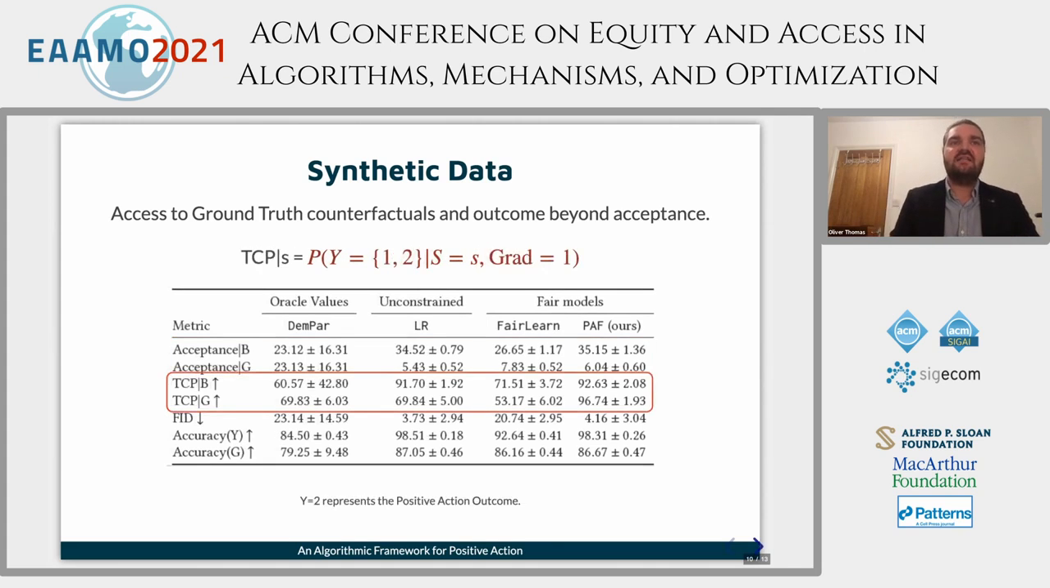I also want to highlight the TCP, or true capture percentage, and this is an unusual metric that I don't expect anybody to have come across before, for two reasons. First, we treat positive action candidates as receiving a not reject outcome, so accept, I guess. And secondly, because we condition on whether the applicant would have indeed gone on to graduate. Here our approach not only does very well at identifying candidates that go on to do well, but it's also well balanced between the protected groups, blue and green, or B and G in this case.